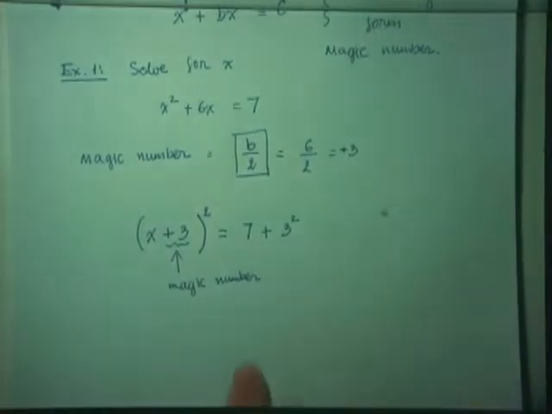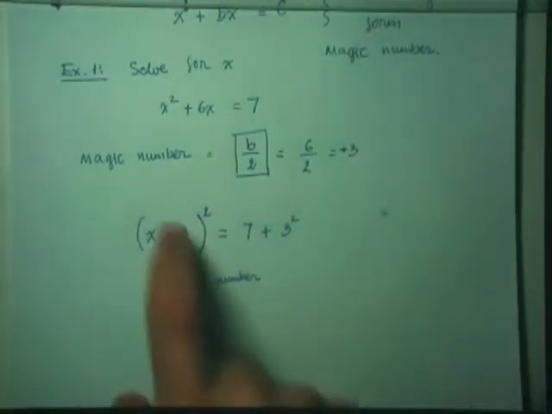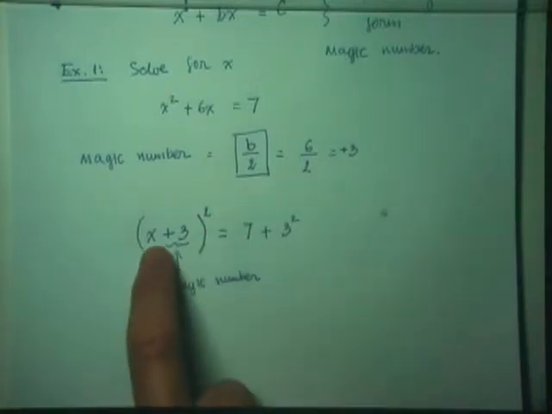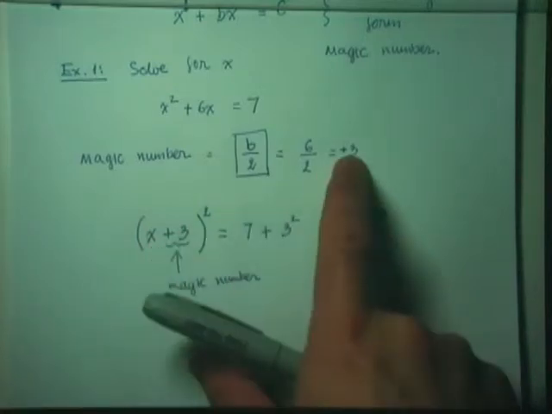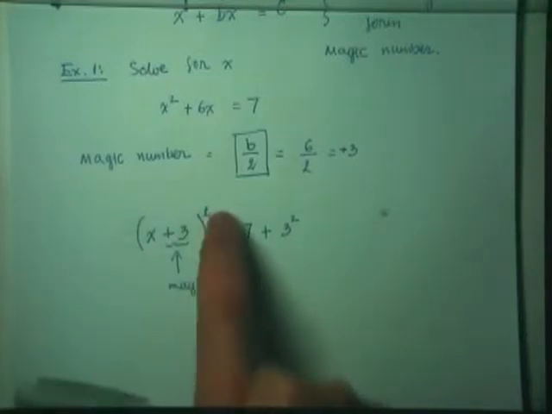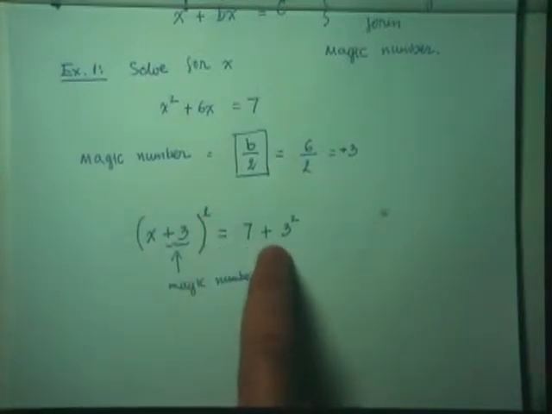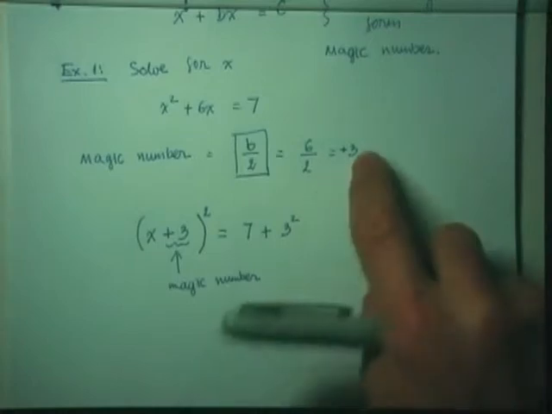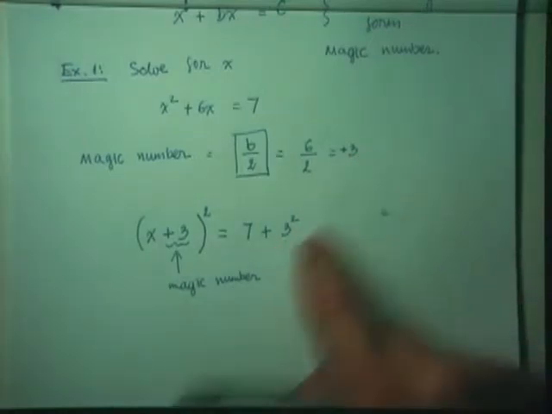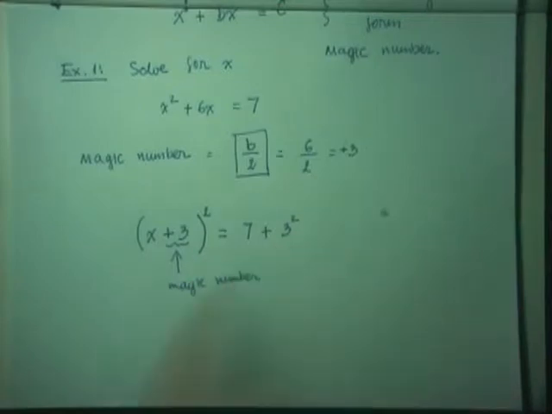Okay, so once again, what I just did, on the left hand side, I produced for myself a pair of parentheses with a square, and then I write x, always there's the x. Nothing else, no square, just the x. And then I put that magic number I found earlier into that spot right there. So I have x plus 3, all squared, now equals 7 plus 3 squared. Once again, I added the square of my magic number to the right hand side. So this is what I get right there.